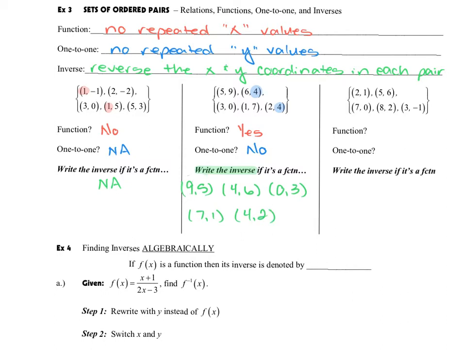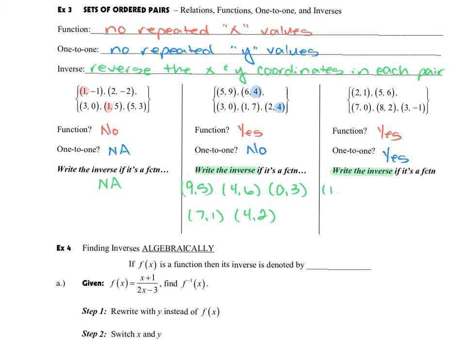Lastly, we can look at our final one, and we can first look for our repeated x values, and we do not have any repeated x values, so yes, this one is a function. We could look for repeated y values to determine if this function is one-to-one. We do not have any repeated y values, so we could say that yes, this is a one-to-one function. And lastly, we could actually write its inverse because it is a function. We could write the inverse by simply reversing all of those ordered pairs.